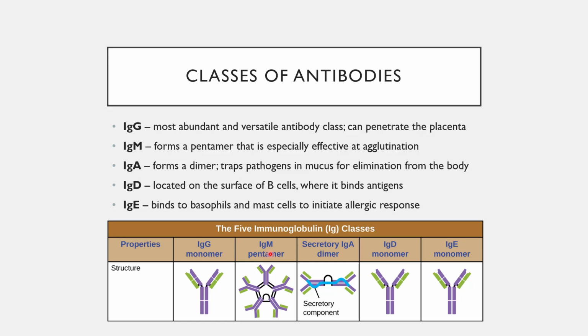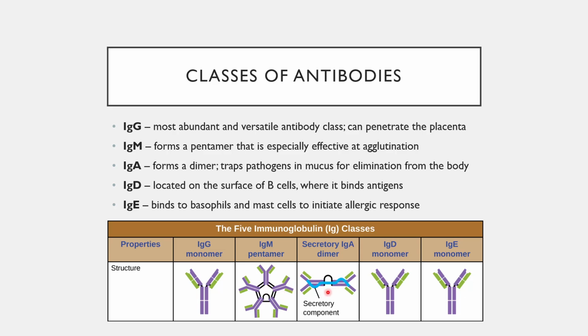IgM antibodies are a little bit different from IgG antibodies. They form a pentamer that is very effective at agglutination. Agglutination being the binding of an antibody or an antibody complex to multiple different pathogens and creating aggregates that can be filtered because they have become large enough to be detected by the kidney and spleen. So these IgMs have a different functionality than IgGs.